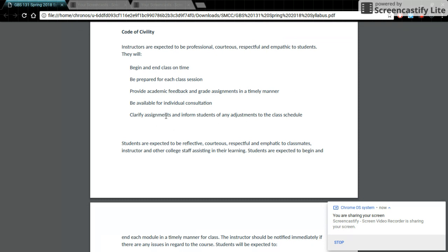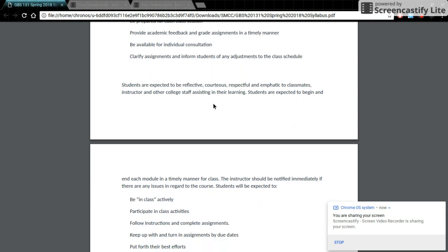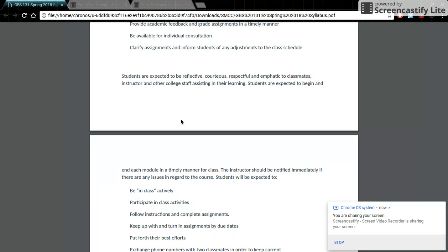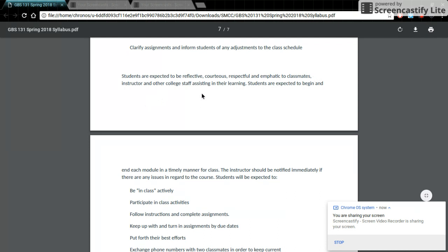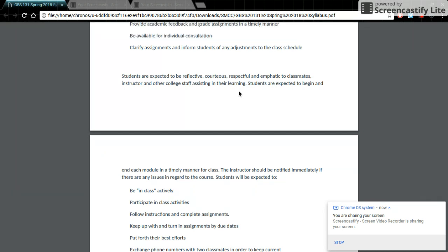And if any clarity is needed, say a couple of students ask me the same thing over and over again, I will make an announcement to the whole class, so that everyone is aware and well informed. You are expected to be. You all are expected as students to be reflective, courteous, respectful, and empathic to your classmates, to me, and other college staff assisting in your learning. That being said, there will be another instructor who will be helping along with this class, since it's been reinstated recently, to better ensure that we have everything covered, because we are here at South Mountain to help you.